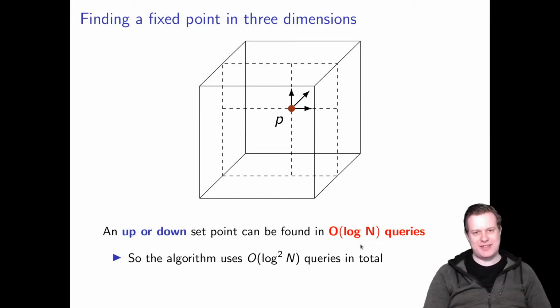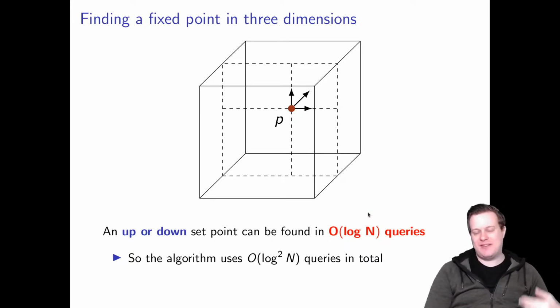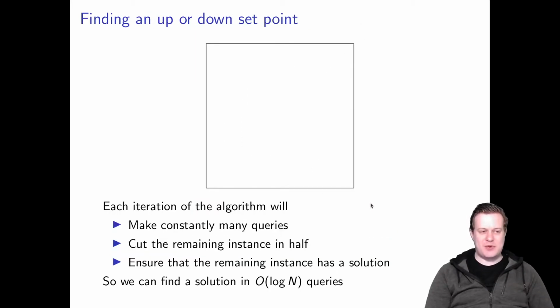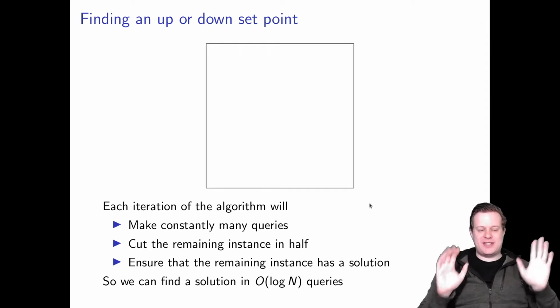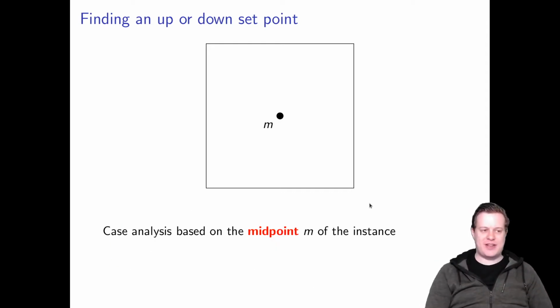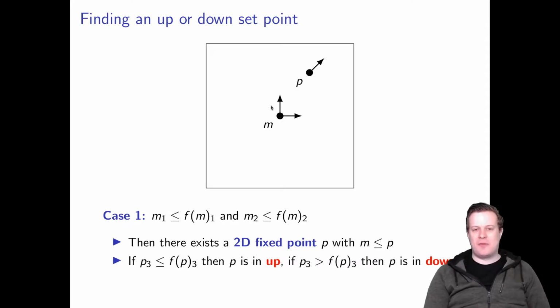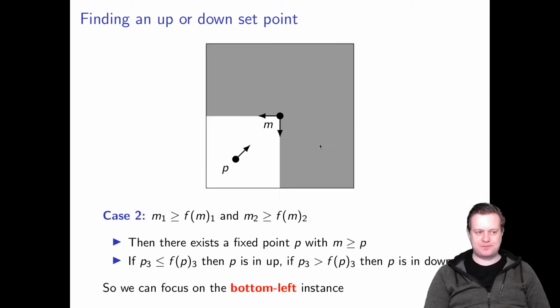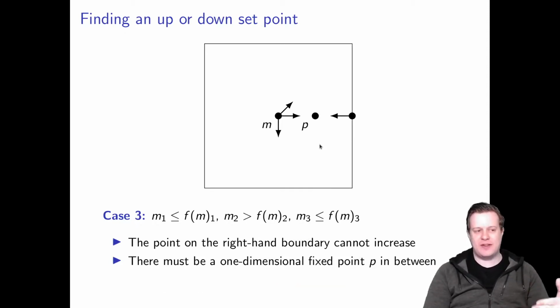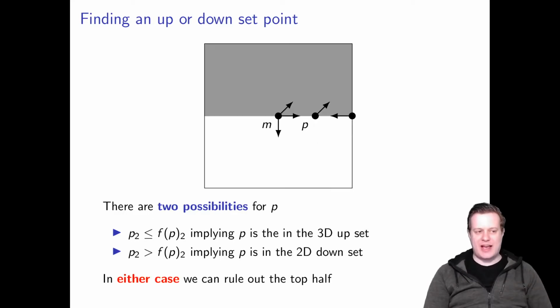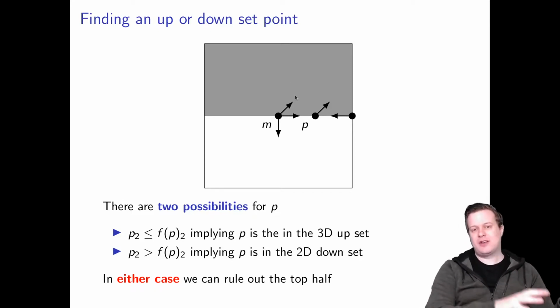Unfortunately, due to time constraints, I can't really go through the meat of that, but I can give you an idea of the ideas behind it. So we have our 2D slice, and this is in a 3D instance, and we're looking for these up or down set points. And the idea is, okay, we're just going to query the middle somewhere, and then we're going to do a case analysis based on what we got back from that middle query of the slice. And it turns out that in some cases, using a few extra queries, no matter what you get back from this middle query, there are actually 6 different possibilities, you can rule out at least half of the slice and recurse on the remaining space.